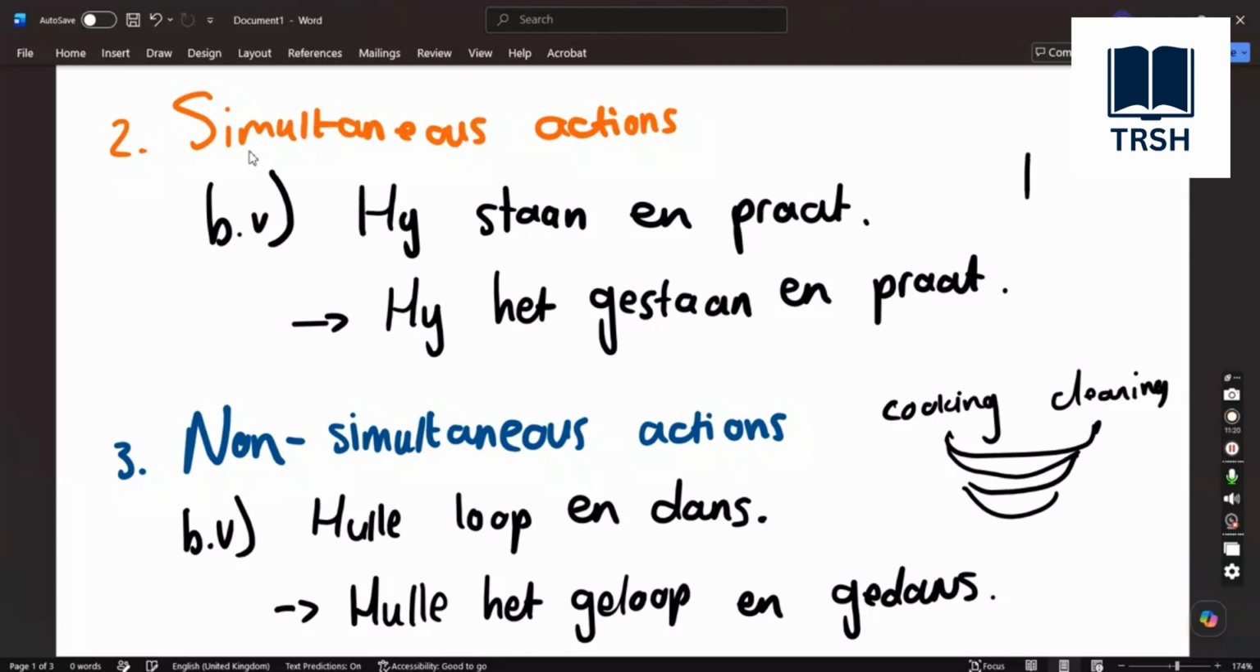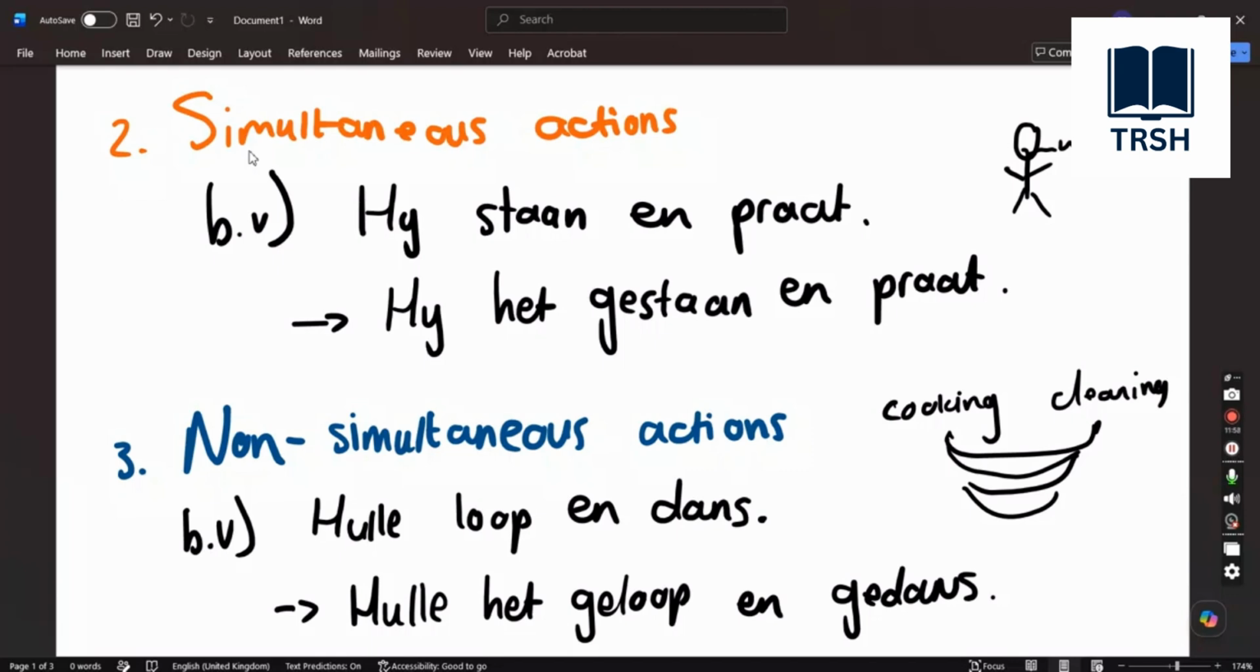But if you're standing and speaking, it's happening at the same time. I hope this example makes sense. That's what this is all about, okay? When it's simultaneous, you only get one verb with "ge". If it's non-simultaneous, both verbs get a "ge". I hope I drove my point across with that little drawing. Okay, and those are the three things that you need to understand.